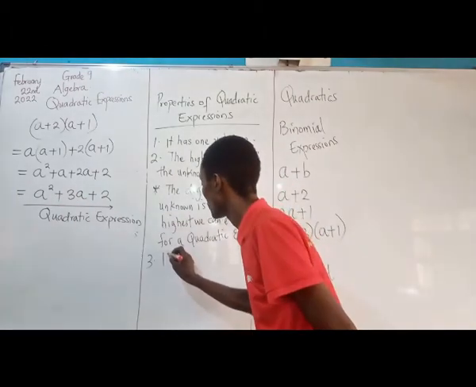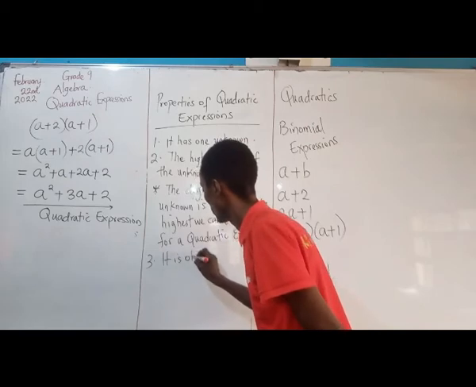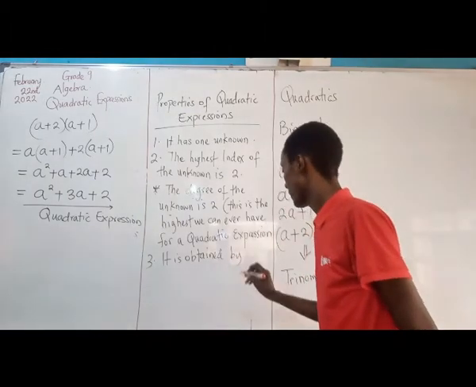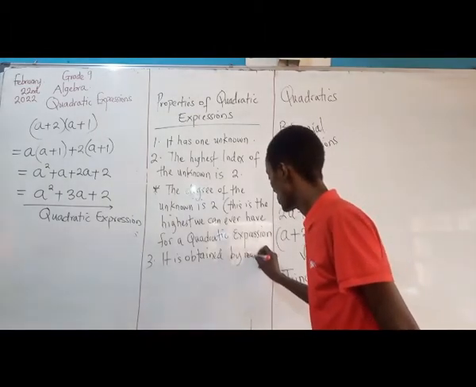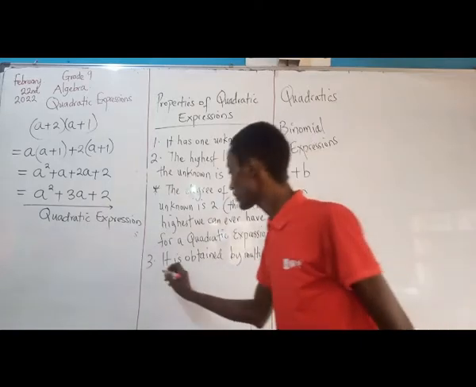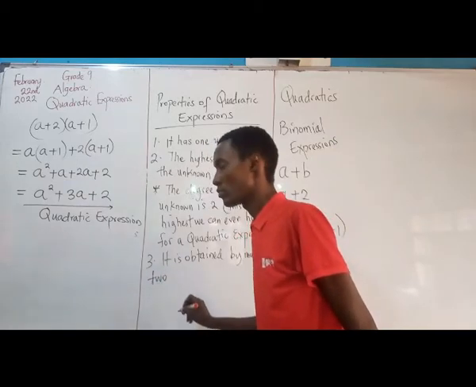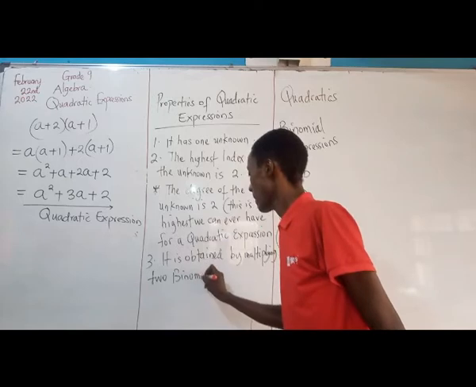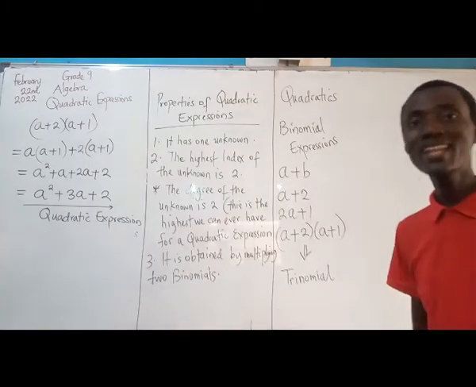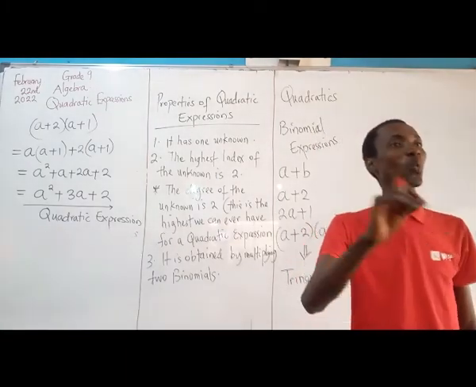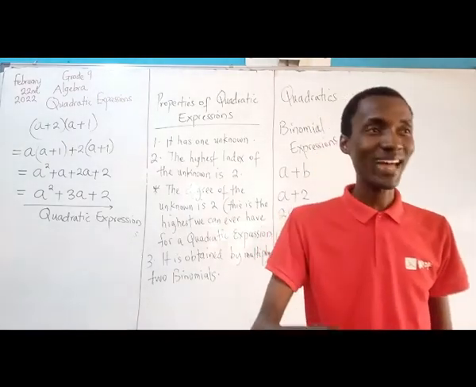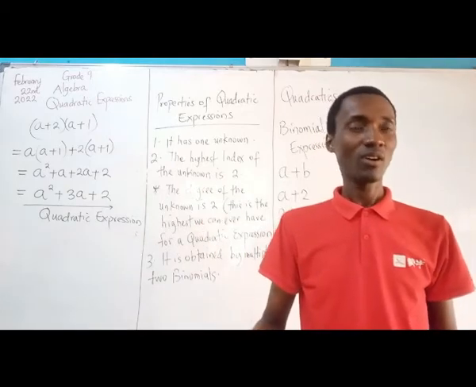So it is obtained by multiplying what? 2 binomials. So anytime you multiply 2 binomials, what you obtain essentially is what is called a quadratic expression. Alright.